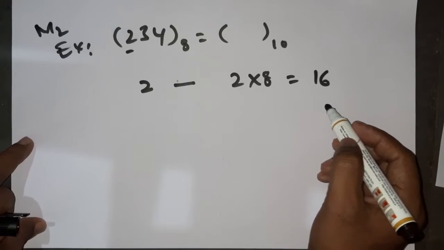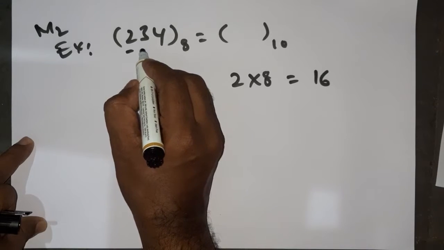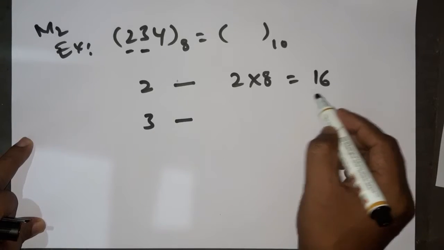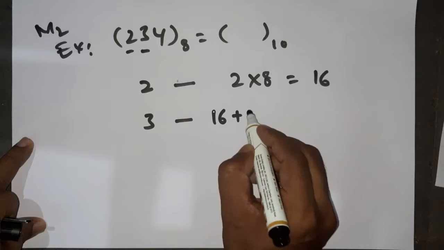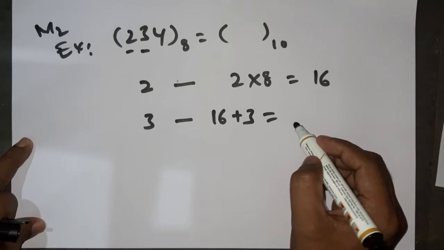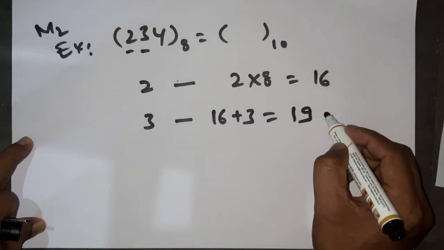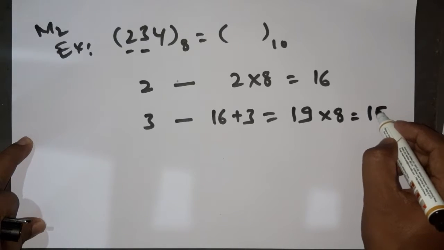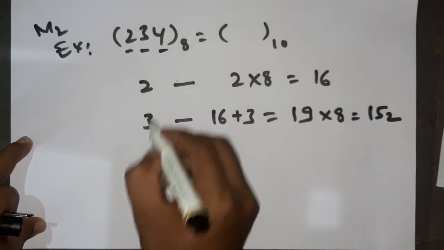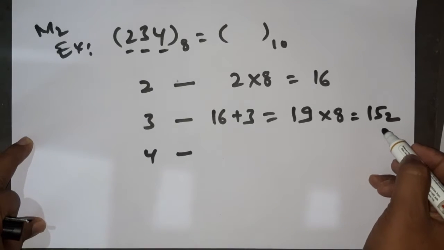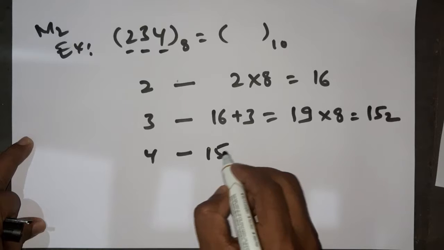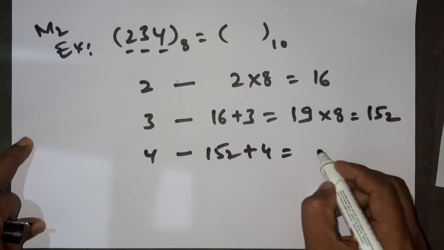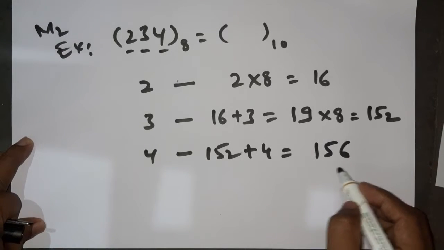Now go with the second value, that is 3. What we have here? 16, and this 3 you add, 16 plus 3, it will become 19. Again you multiply with the 8, 19 8s are 152. Next, last digit I am writing here, that is 4, and we have 152, and add this digit, 4. So what you will get? It's 156.